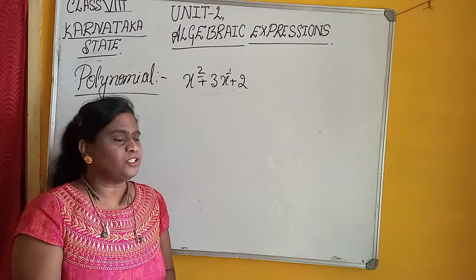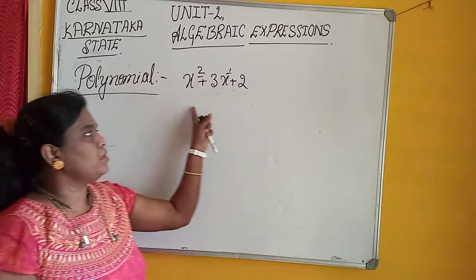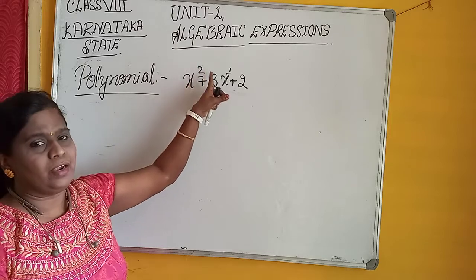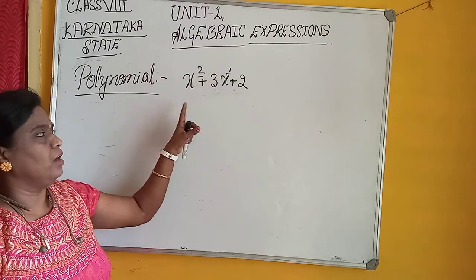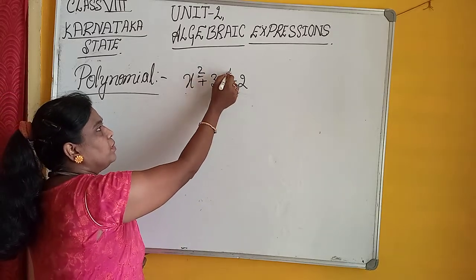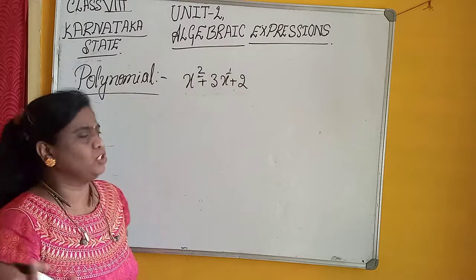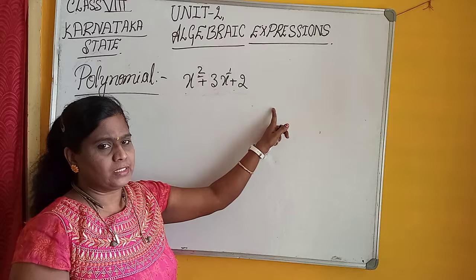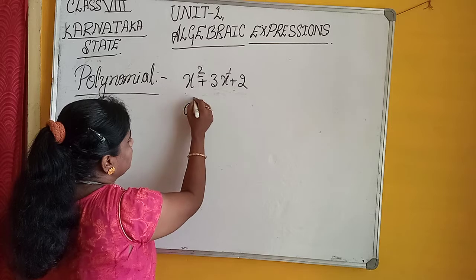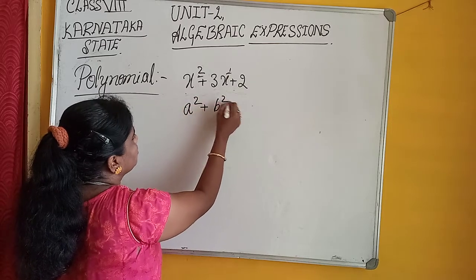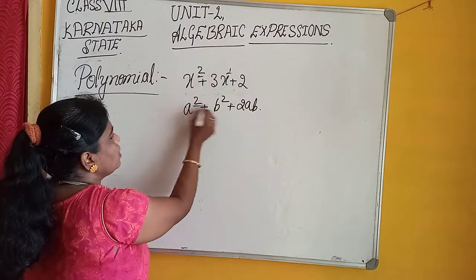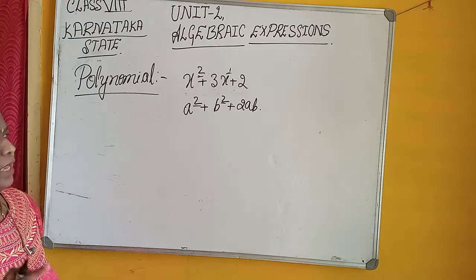Understood? The exact definition: a polynomial is an algebraic expression with variables having non-negative integral exponents. We have to keep in mind that in a polynomial, the exponent of the variable should always be positive. Therefore, it is a polynomial. Next, another one: a square plus b square plus 2ab. In this formula also, it has positive exponents.